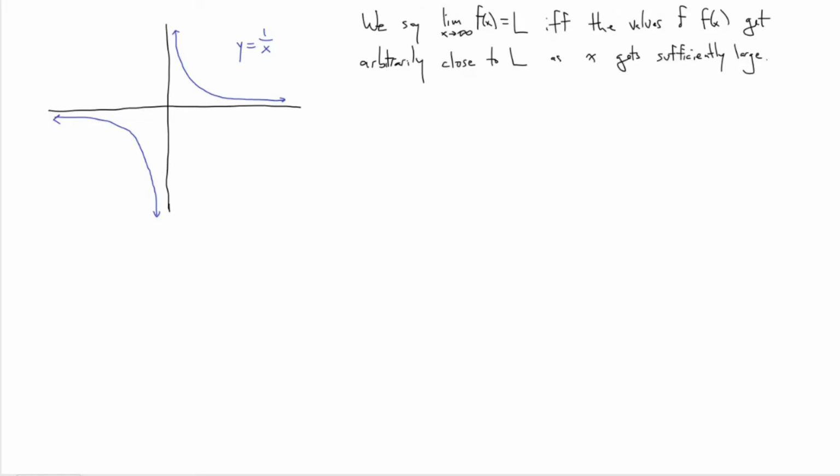And here's our pseudo definition. We say that the limit as x approaches infinity of some function f is equal to some number L if and only if, that's what that IFF stands for. It's an abbreviation for if and only if. So if and only if the values of the function f get arbitrarily close to L as x gets sufficiently large. So this is not the precise definition, but there is one where the arbitrarily close to L is within epsilon, and there's some similar concept for what it means for x to get sufficiently large.